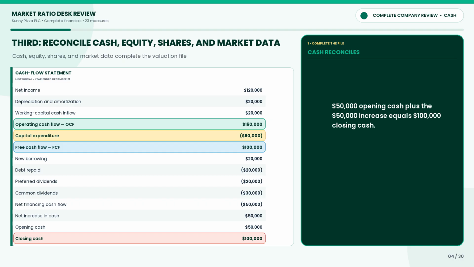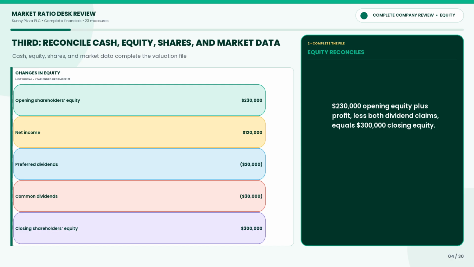Next, open the cash flow statement. Operating cash flow is $160,000. Subtract $60,000 of capital expenditure, and simplified free cash flow is $100,000. After financing cash flows, cash increases by $50,000 from an opening balance of $50,000 to closing cash of $100,000, agreeing with the balance sheet. The equity statement also reconciles.